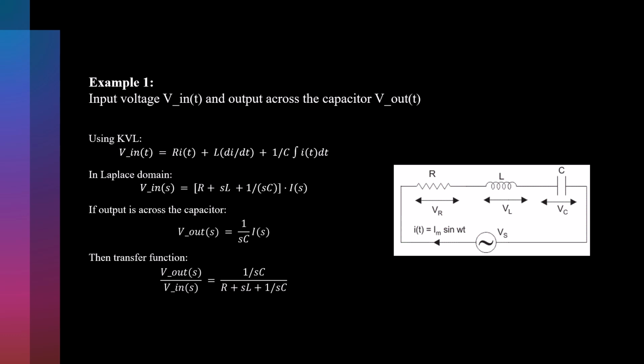If we solve a little more, it becomes 1 by LCS square plus RCS plus 1. RCS I can simply take with respect to the voltage. This is how it happens.